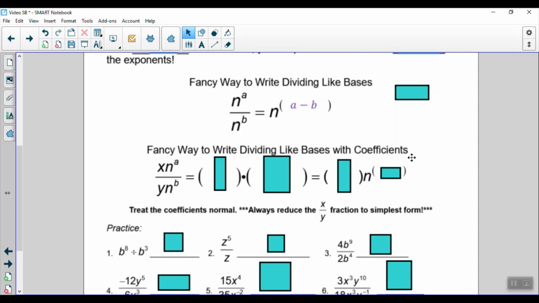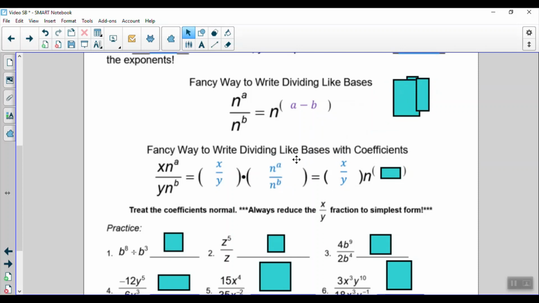If we have coefficients, just like on the other side, when we had coefficients for multiplying, we multiplied them like normal. If we have coefficients here, we're still dividing them, right? x divided by y, we keep that. Okay, those are just regular numbers, we still divide them. When we divide our bases though, we're going to end up subtracting our exponents. Okay, again, if this doesn't quite make sense, that's okay. We're going to show some practice down here.